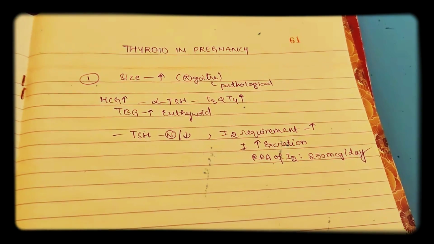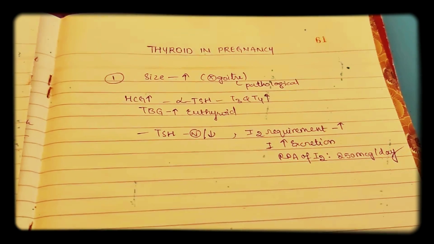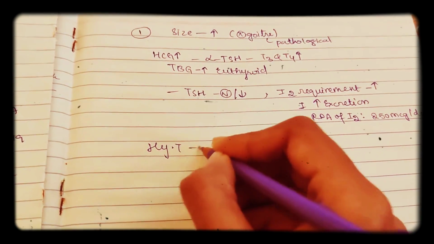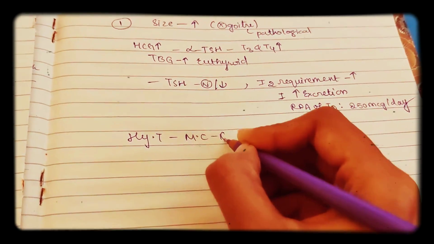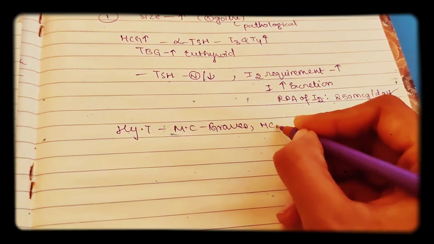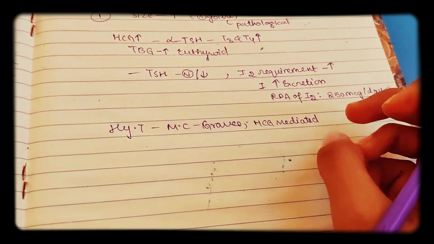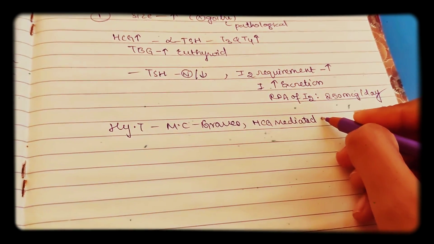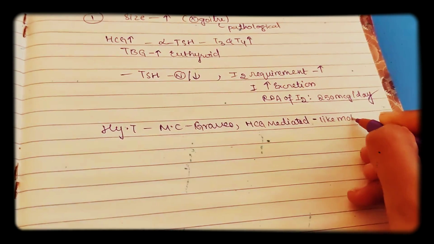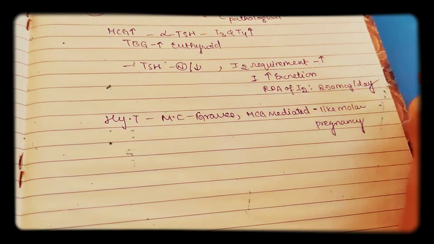Now coming to hyperthyroidism in pregnancy. The most common cause of hyperthyroidism in pregnancy is Graves' disease, which is an autoimmune disease. And there is also HCG mediated disease. Why HCG mediated? Because HCG rises during pregnancy, so there are HCG mediated hyperthyroidism diseases like molar pregnancy. So molar pregnancy is also a cause of hyperthyroidism in pregnancy.